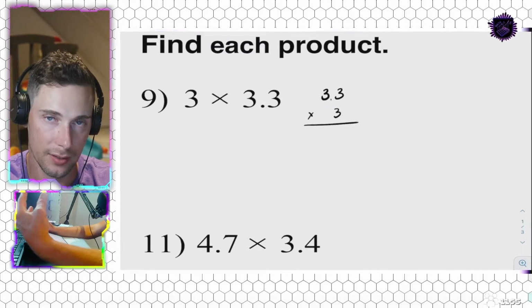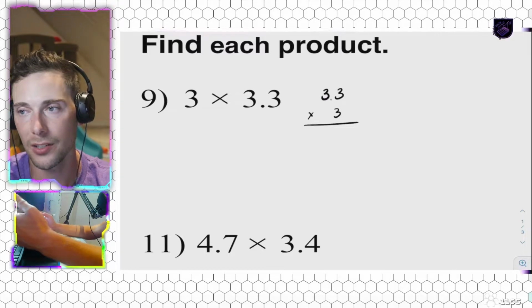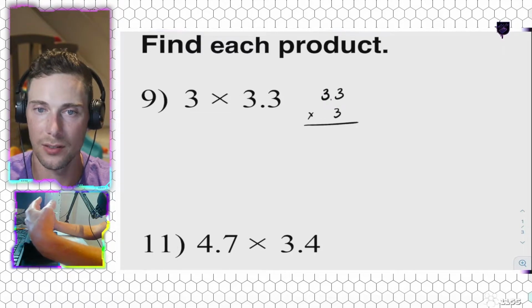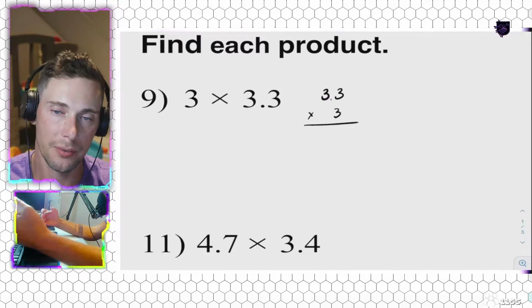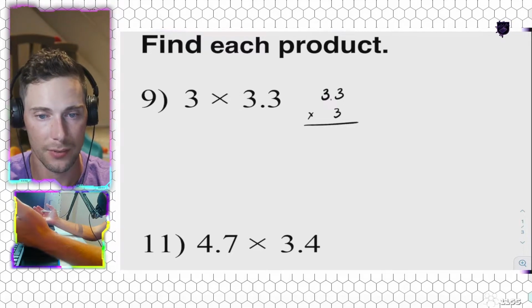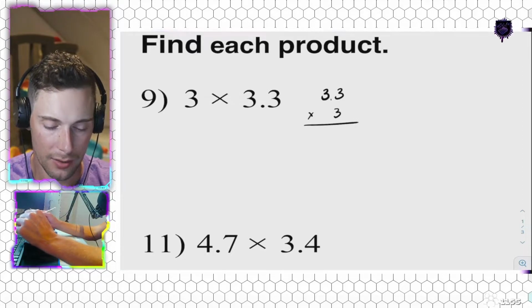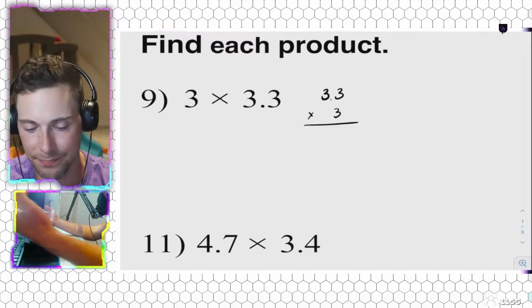You know, with decimals and with multiplication, there's the fact that you can multiply 33 by 3 or 3 by 33 and you'll get the same answer. There's no difference between those two answers. And that's why I wrote 33 on top. It's just what I want to do.